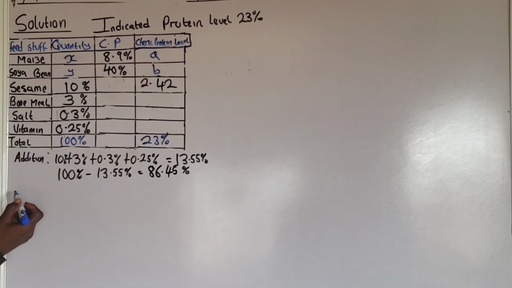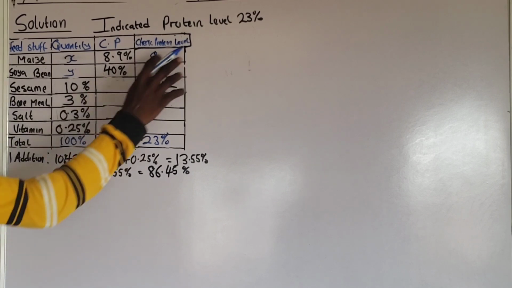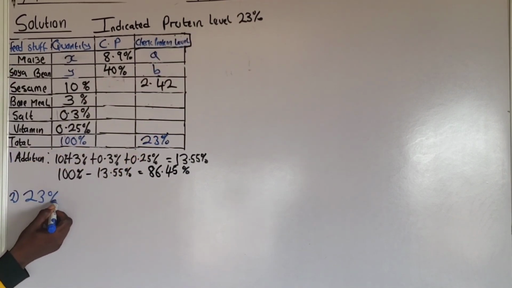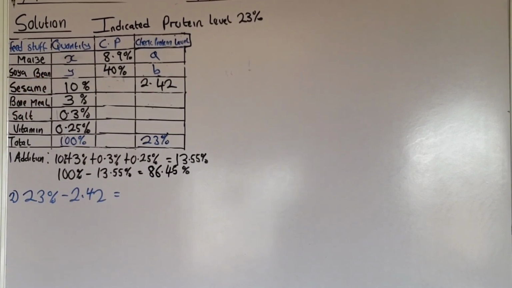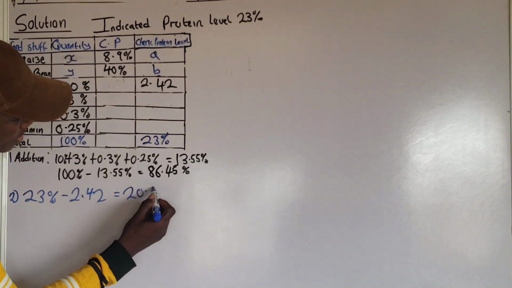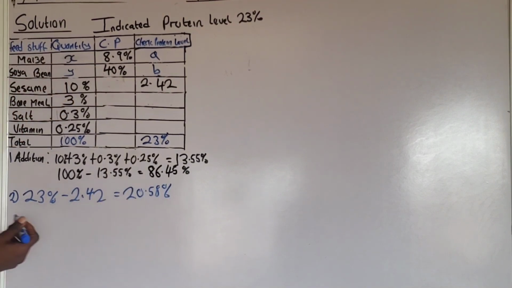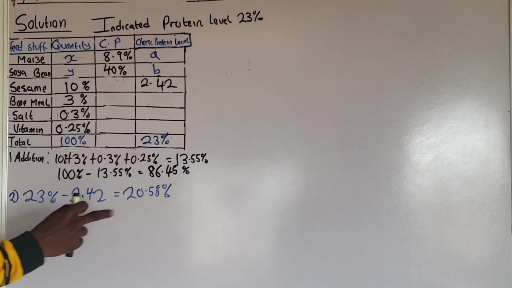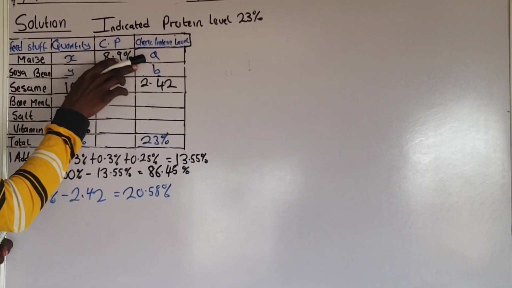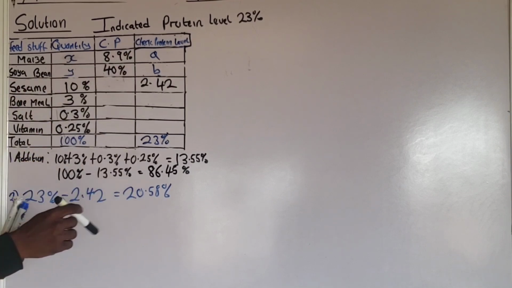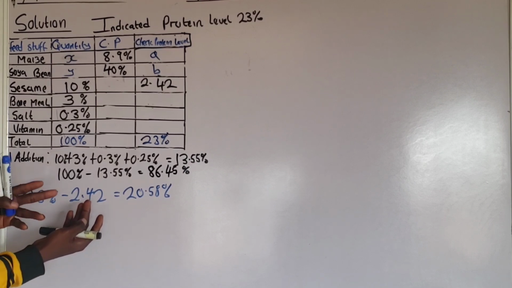This is the first step. The second step, we are going to subtract from the indicated protein level. That is 23% minus 2.42. Now 23% minus 2.42 is 20.58%. Do you know that this 20.58 belongs to maize and soya beans? It is the check protein level for maize and soya beans, because we have already subtracted that of sesame.